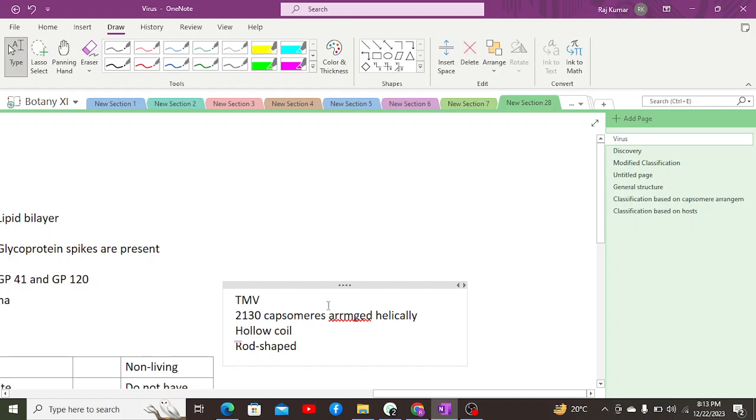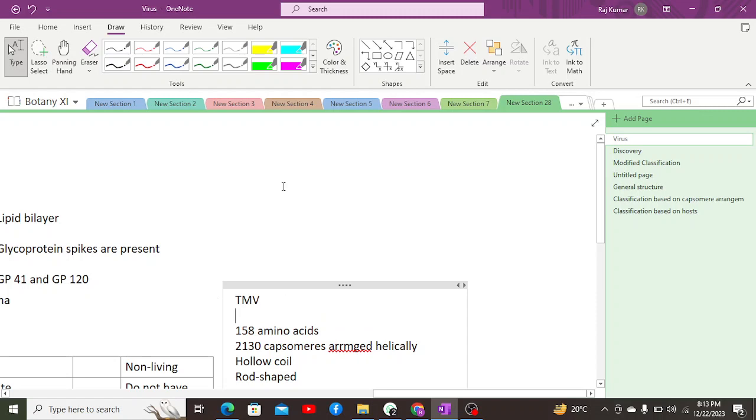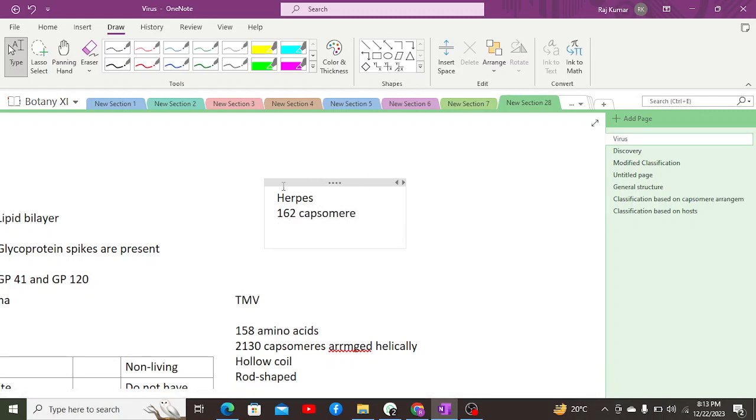Now, each capsomere present within the tobacco mosaic virus is made up of 158 amino acids. There are other examples as well. Suppose we have a herpes virus: herpes virus has 162 capsomeres, while adenovirus has 252 capsomeres. Both of these viruses are non-enveloped viruses.